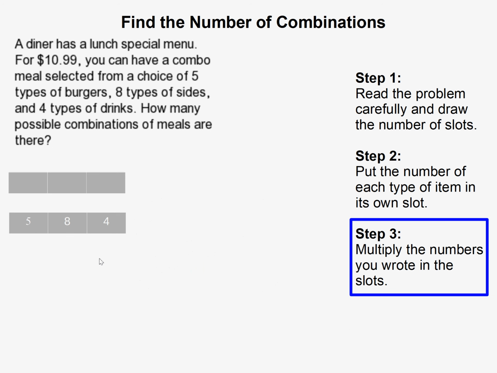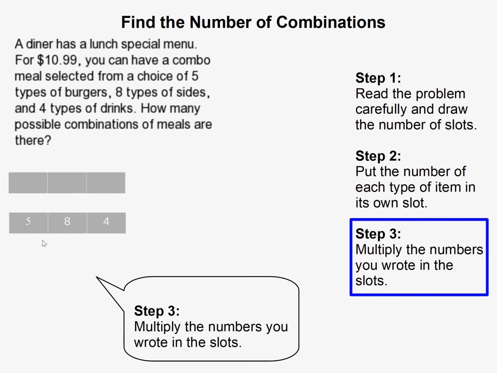And then lastly, we multiply the numbers that we wrote in the slots. So we do 5 times 8 times 4, and that gives us 160 combinations. And that completes our problem.